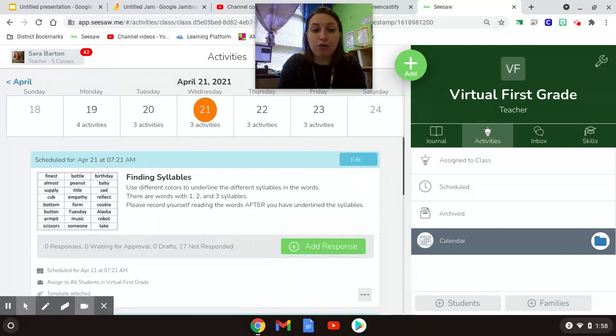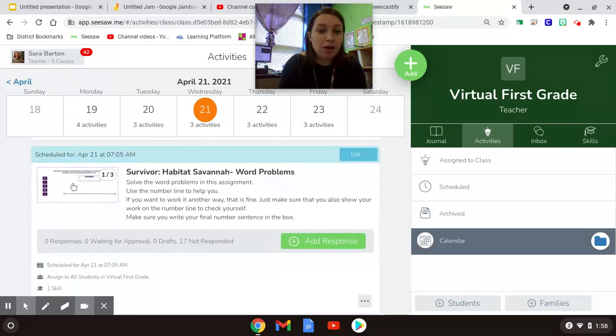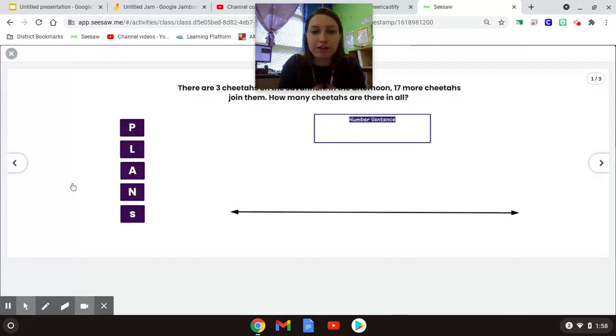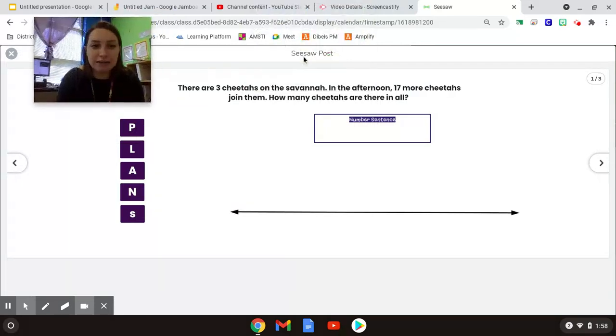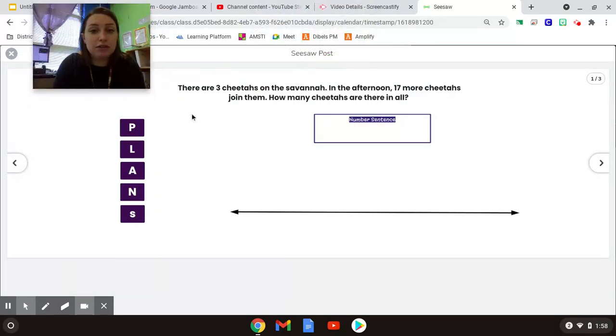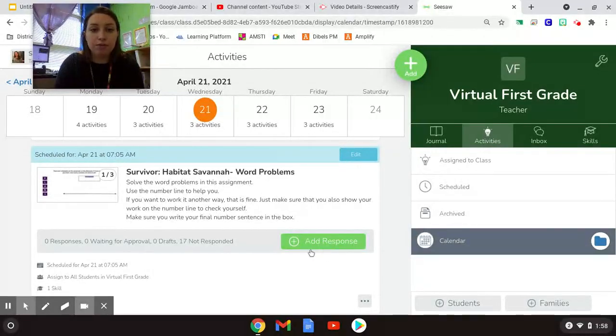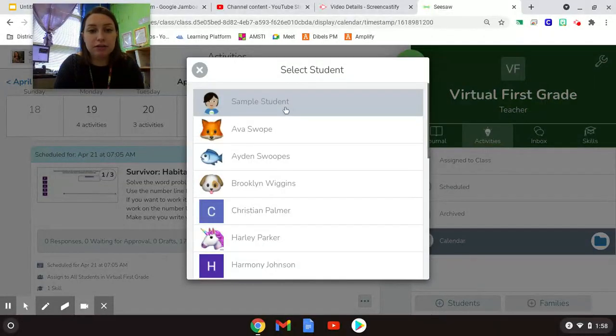Here's our math for Wednesday. Ooh, a word problem. How fun. Okay. It says, there are 3 cheetahs on the savannah. In the afternoon, 17 more cheetahs join them. How many cheetahs are there in all? So, I want to add my response.